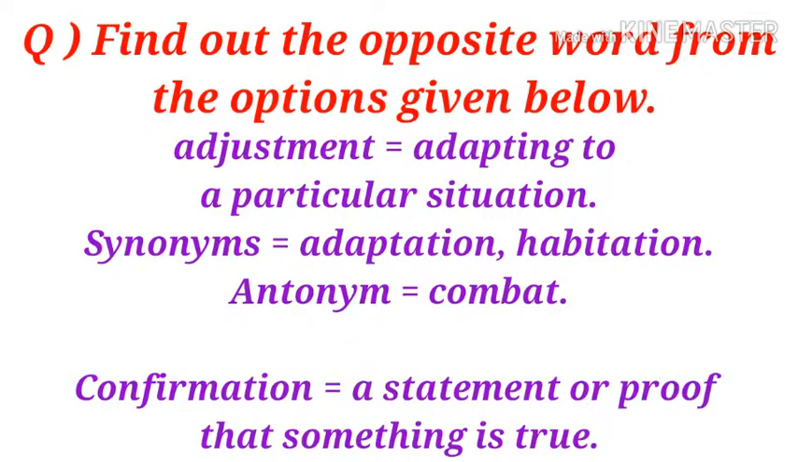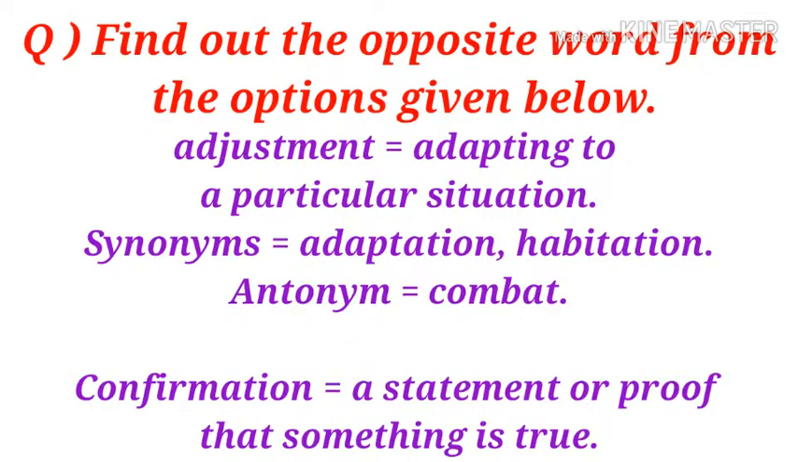Confirmation is an antonym of the word contradiction, and confirmation means you are giving a statement of proof that something is true, yes or no. That is known as confirmation. And the fourth option is agreement, where some dealing is done, where something you have agreed, that is known as agreement. So these are the meanings of the four options.